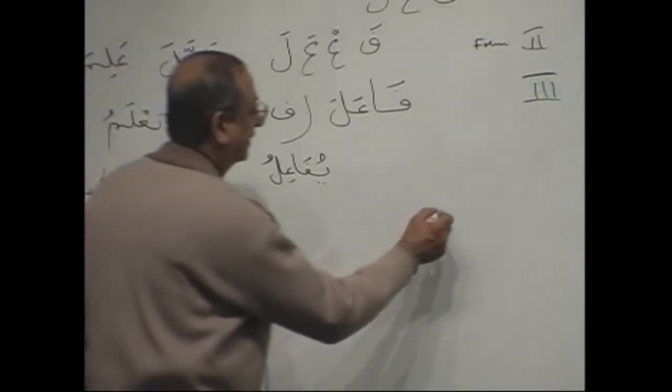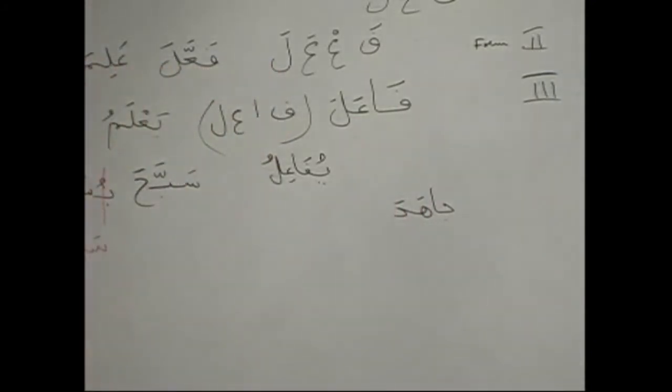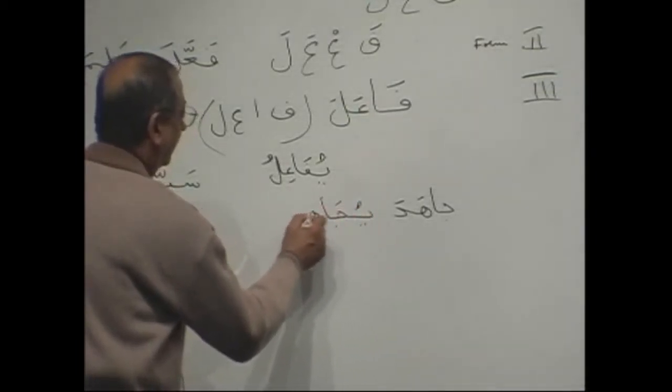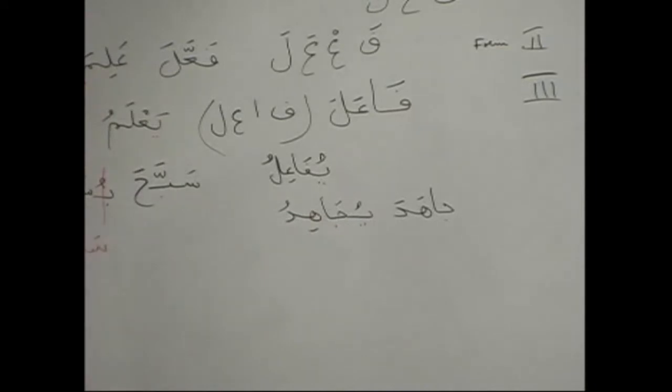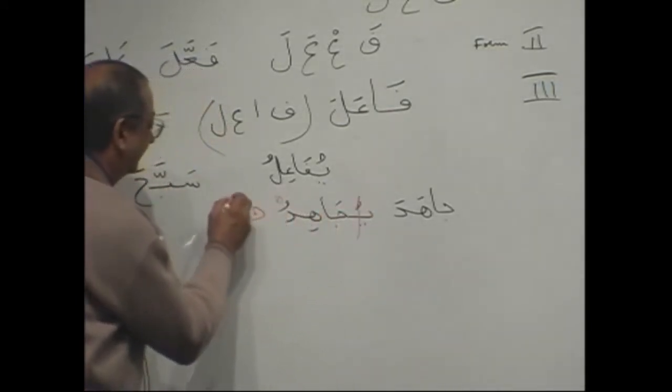Here is the verb, brothers and sisters. What is it? Jahada. He struggled. What will be the mudari'? Yujahidu. It's so easy. It's so interesting, brother. Okay, brothers and sisters. Jahada, yujahidu. Make amr. Jahid, khalas. That's it. How will you make amr? Jahid.